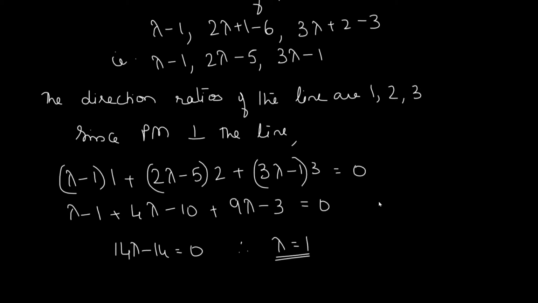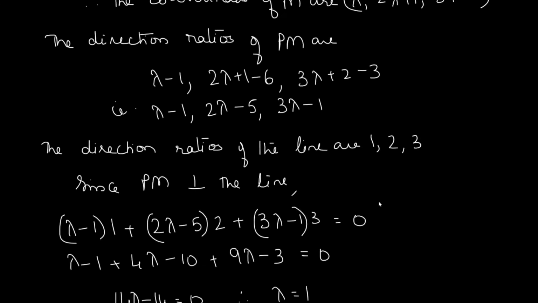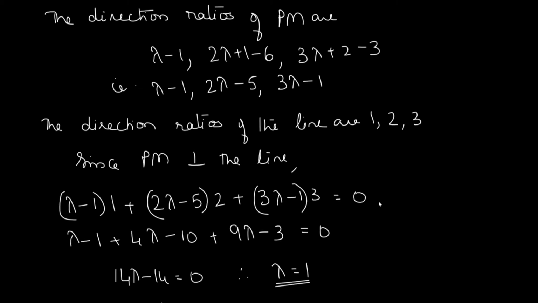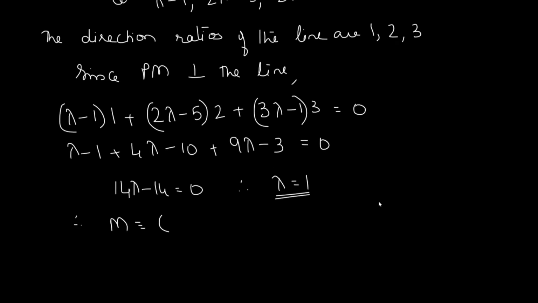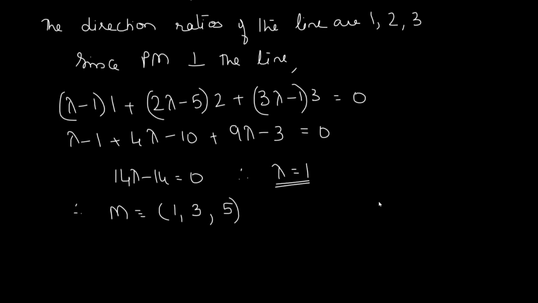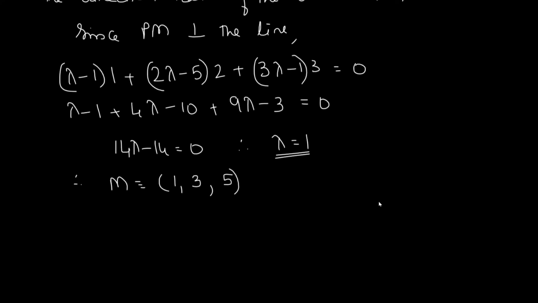Now lambda is 1, therefore the coordinates of M, which were given by lambda, 2 lambda plus 1 and 3 lambda plus 2, we substitute lambda over here. We get the first coordinate 1, 2 into 1 plus 1 gives us 3, and similarly the third coordinate, 3 into 1 plus 2, becomes 5. So M is given by (1, 3, 5).